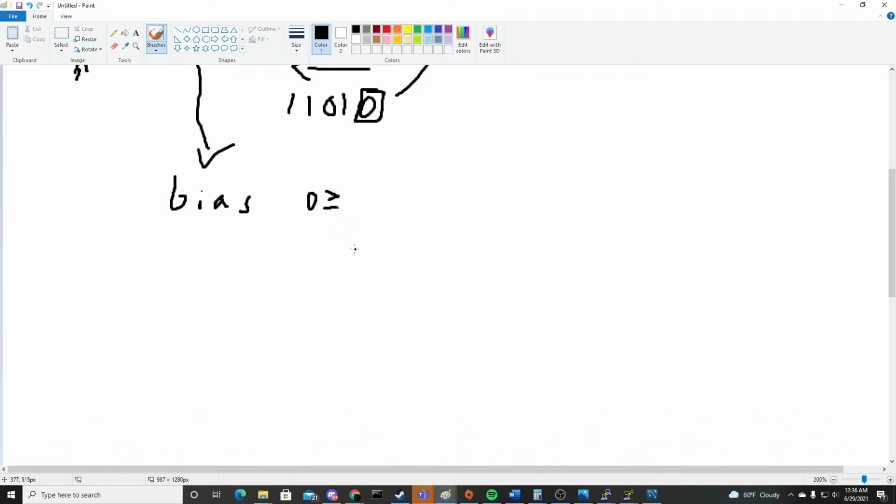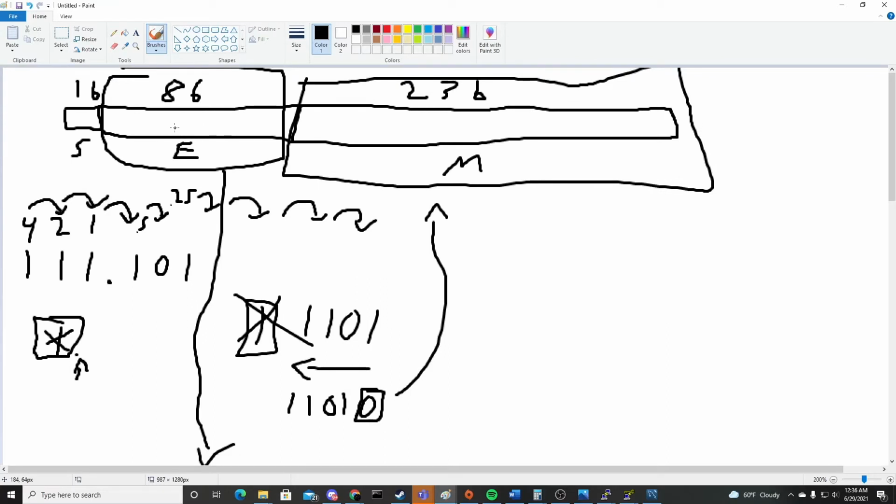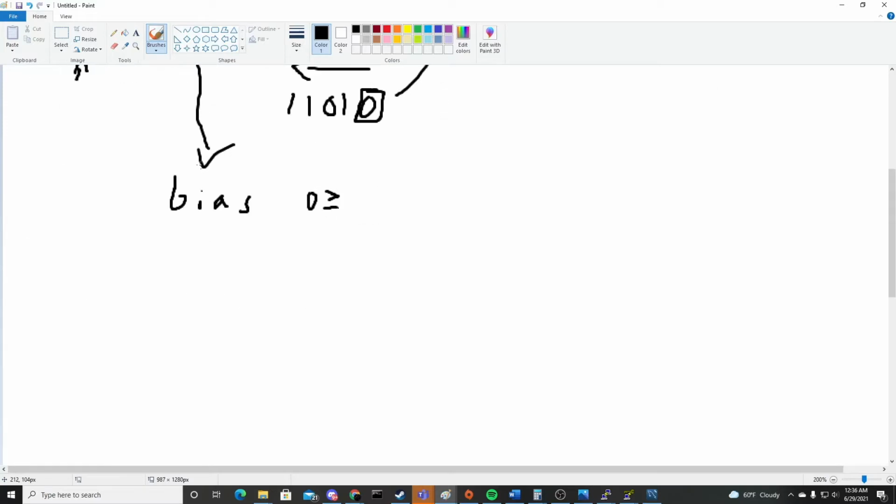So how then do we represent negative exponents with our 8-bit binary number, or I should say our 8-bit unsigned binary number? Well, we do that by using what's called a bias.